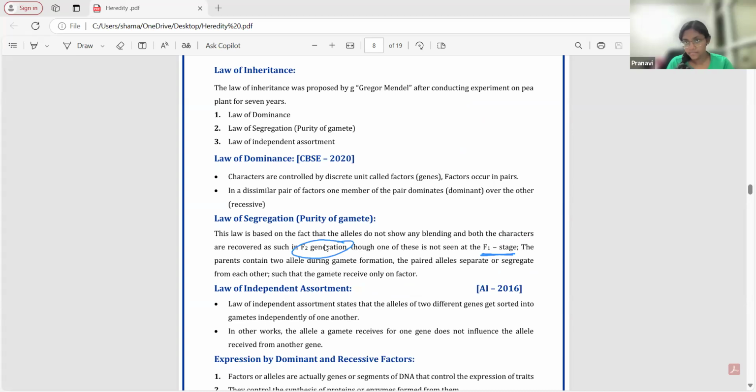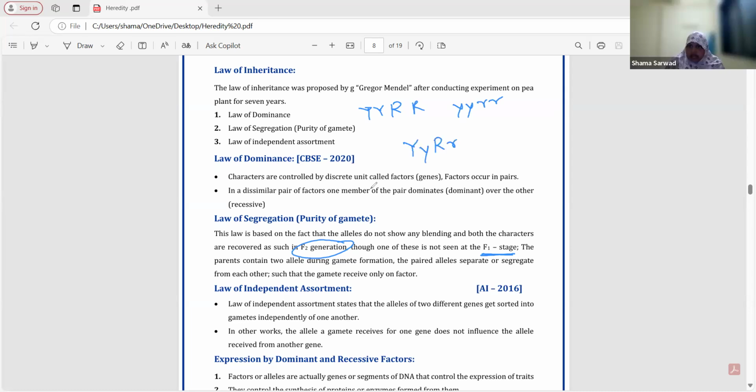Okay. Understanding. So we have seen round, yellow and round, right? Y, R. Correct? And then green and wrinkled, for that small y, small r. So capital Y, small y, and capital R, small r. Isn't it? So your first generation, you get hybrid, capital Y, small y, capital R, small r. All were of this.